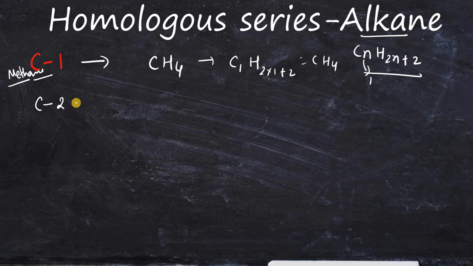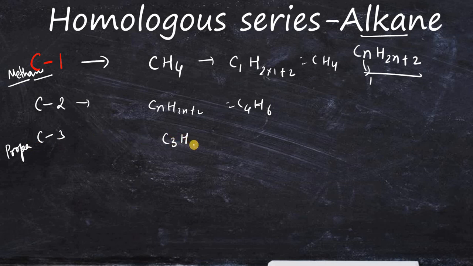Now if you put carbon number 2, because as I told you we are going to make a series of organic compounds by just increasing the carbon length. So when I put carbon at 2, let's write the formula CnH2n+2. It means C2H6. Carbon number 3 is called propane. So what will it be? C3H8.